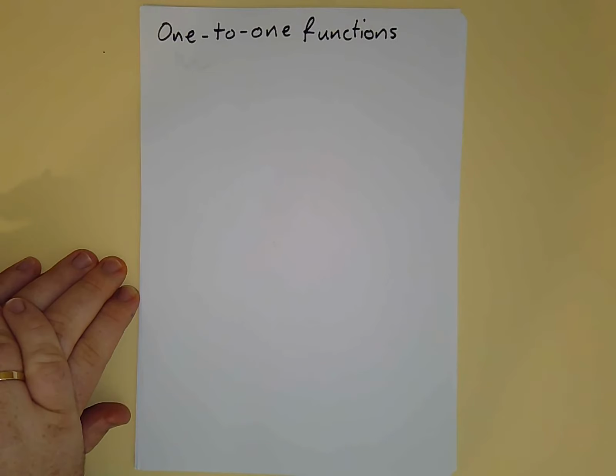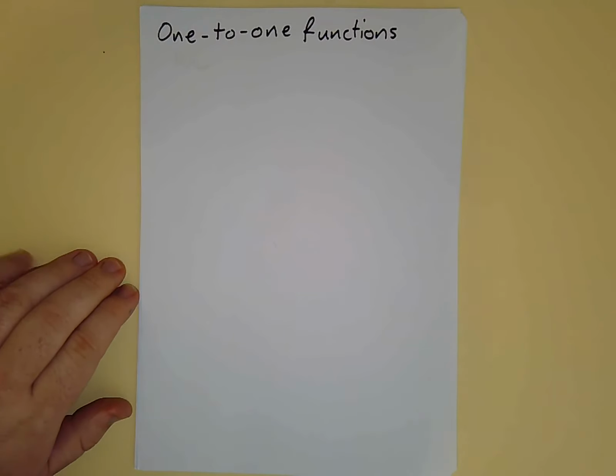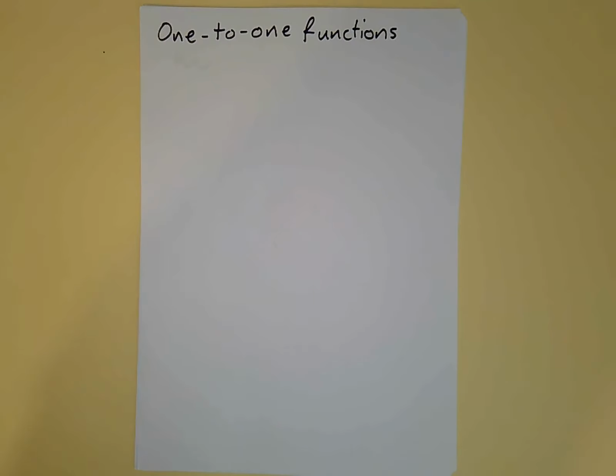If we draw the function as a graph, any vertical line can only cross the line once. So now we're going to look at a subset of functions called one-to-one functions. And what we mean by a one-to-one function is that not only do each of our x values correspond to only one y value, but any y value only corresponds to one x value.